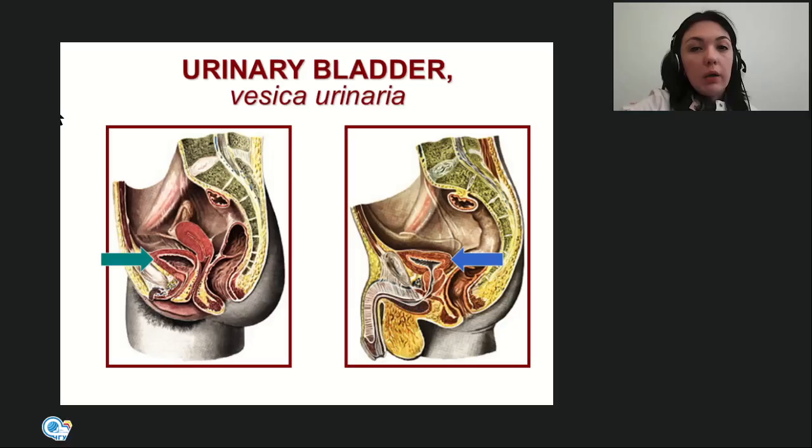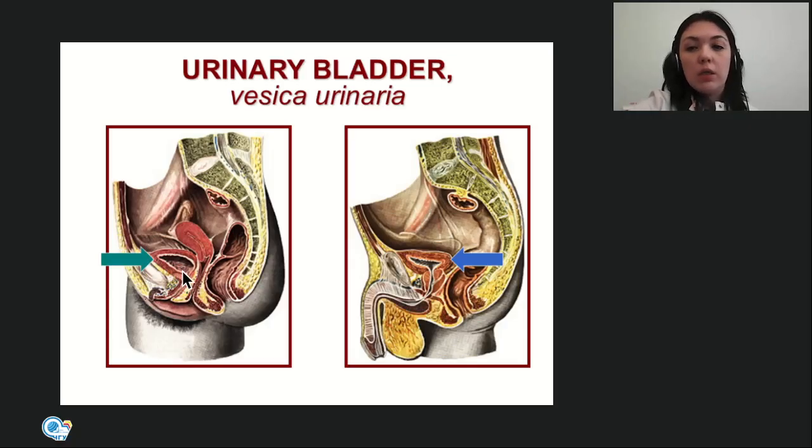So the urinary bladder is the other organ of the urinary system. Vesica urinaria is the Latin name, and in Greek it is cystos. So inflammation of the urinary bladder is cystitis. Here we can see it. This is the urinary bladder. The urinary bladder has different topography, different syntopy in males and females.